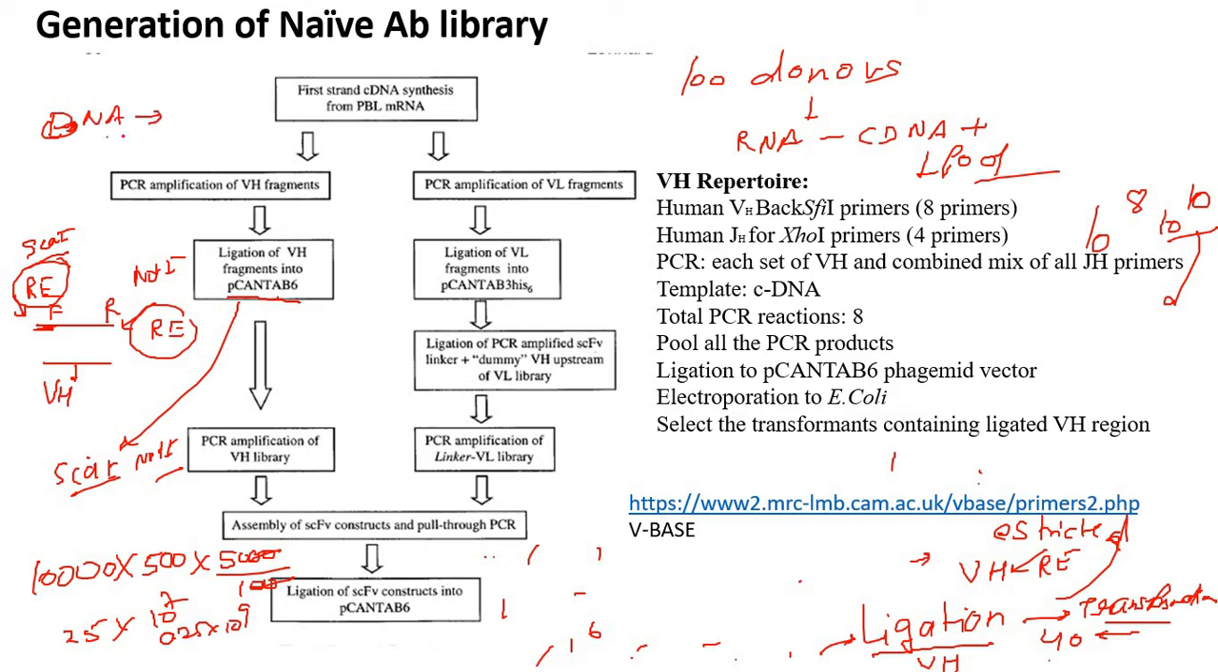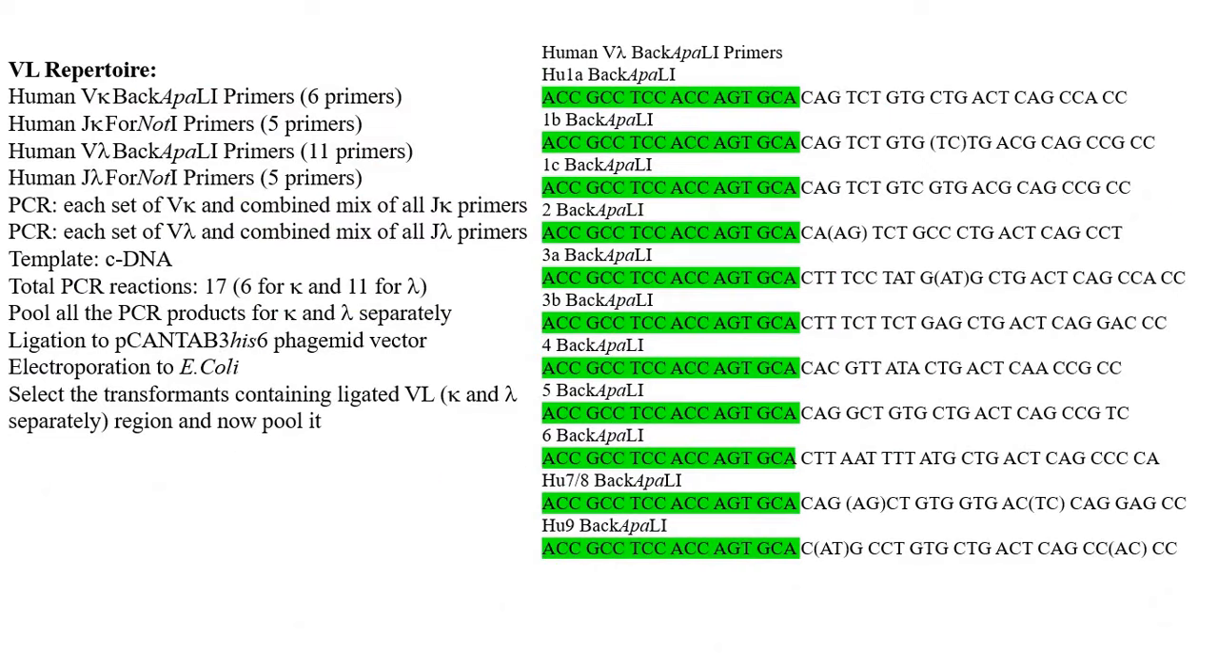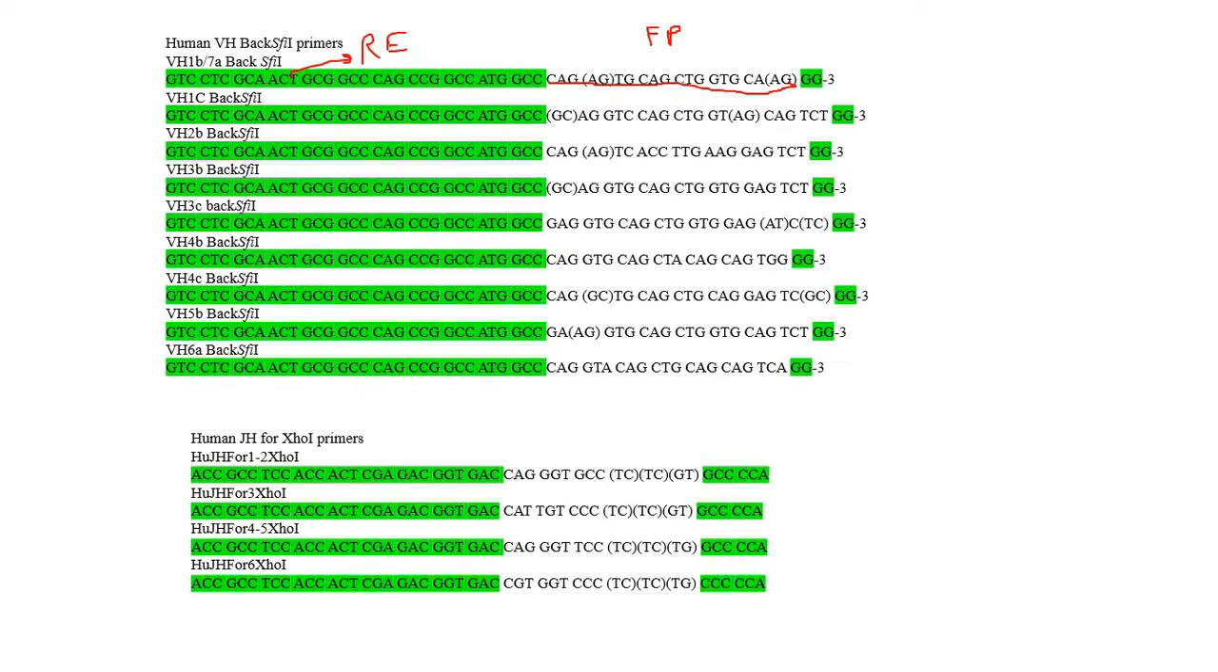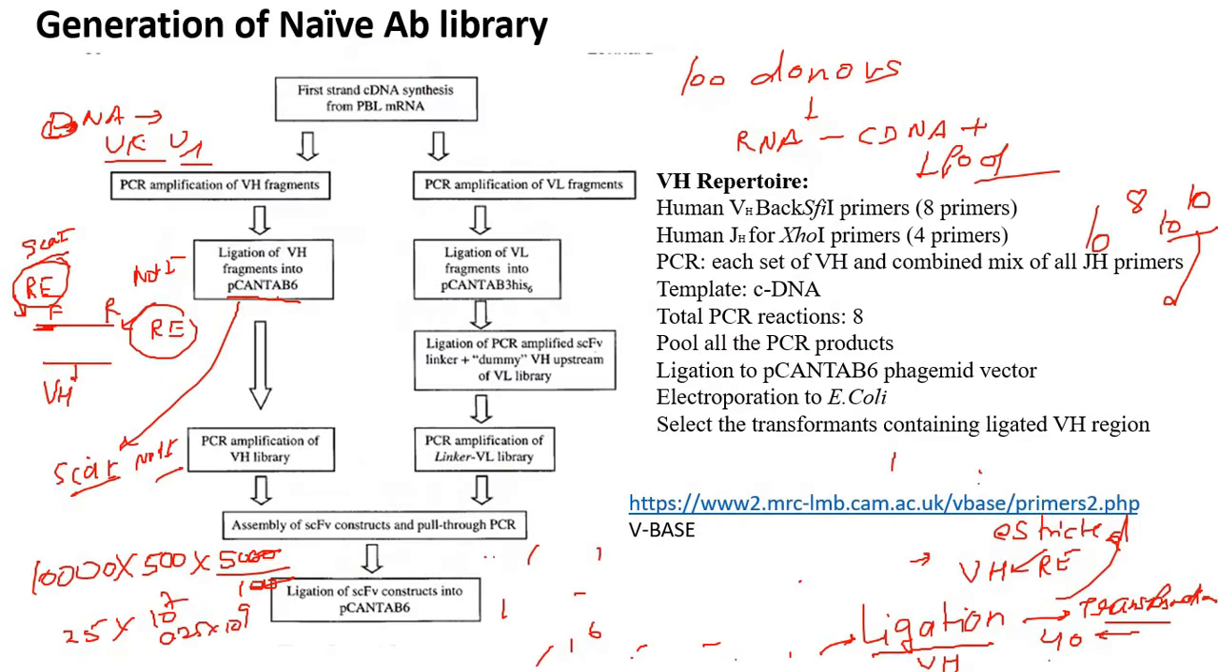Okay. You amplified the variable region of the kappa and the variable region of the lambda by using many primers. Like I can show you how many primers there are. For the V lambda there are 11 primers, and for V kappa there are 6 primers. 17 reactions you have to put in the pool. It's going to be a tedious one actually.